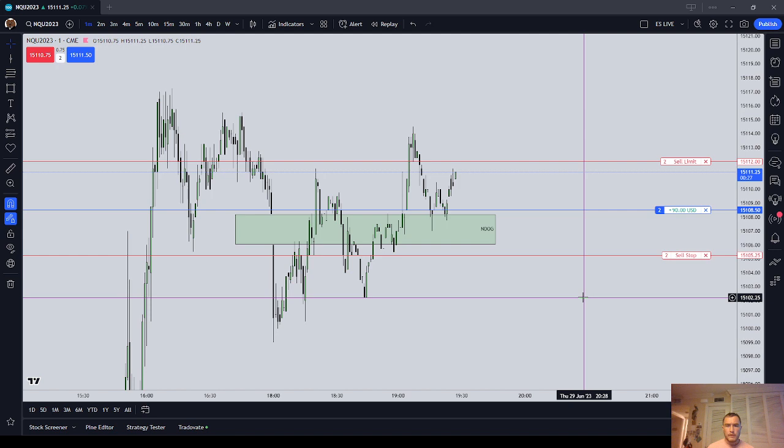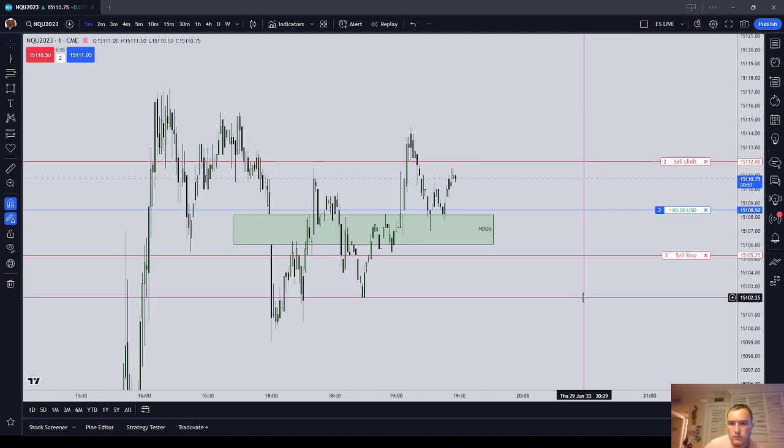So right now we are resettlement to Asia, coming into Asia. Asia starts in 33 minutes. What is Asia? Tokyo and Sydney, Australia. Okay, coming back up to order block. And those obviously inverted wick inefficiencies are there as well.